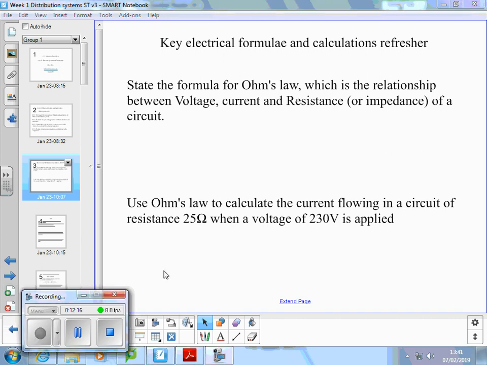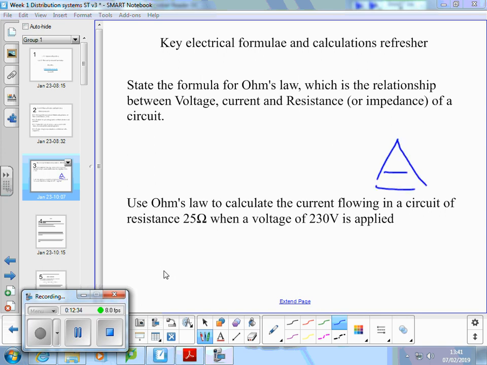Right, guys, let's take a look, shall we? See what you already know. So Ohm's law. Formula for Ohm's law. Oh, you've got this triangle you like, is it?